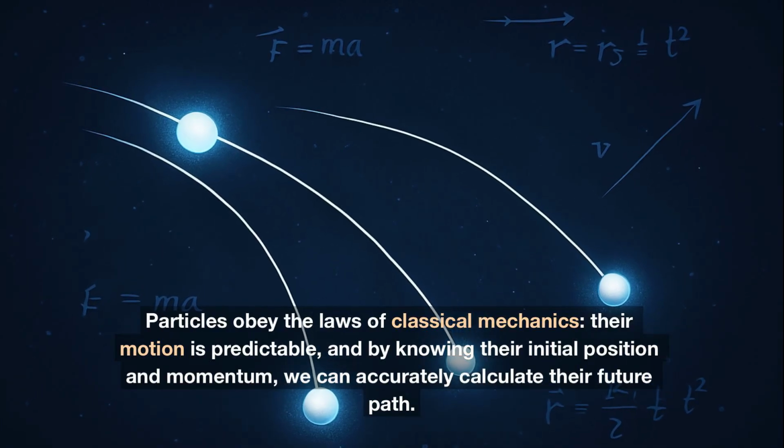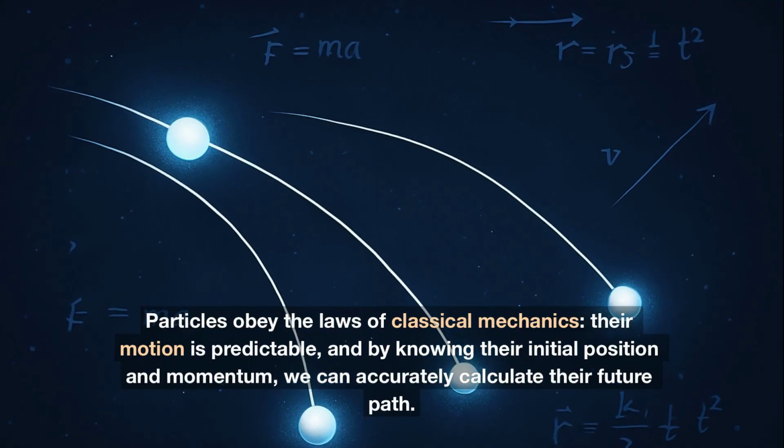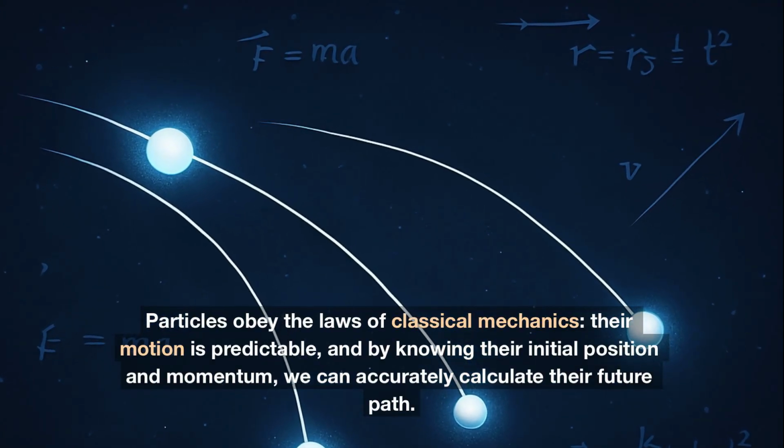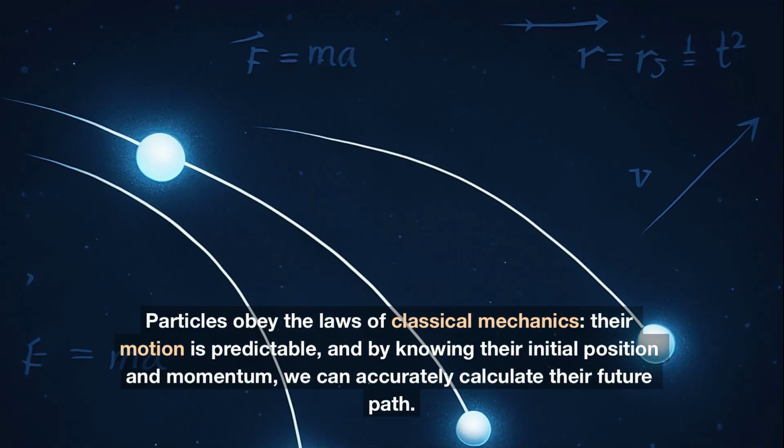Particles obey the laws of classical mechanics. Their motion is predictable, and by knowing their initial position and momentum, we can accurately calculate their future path.